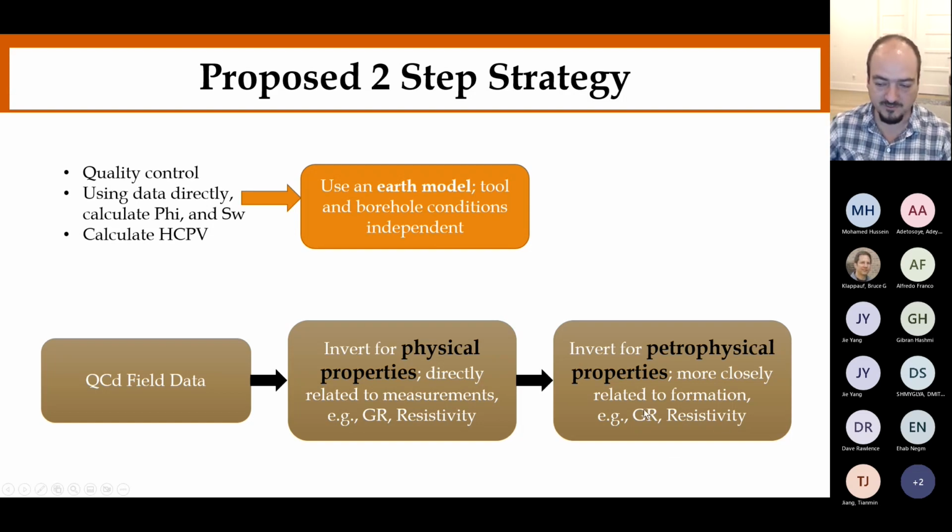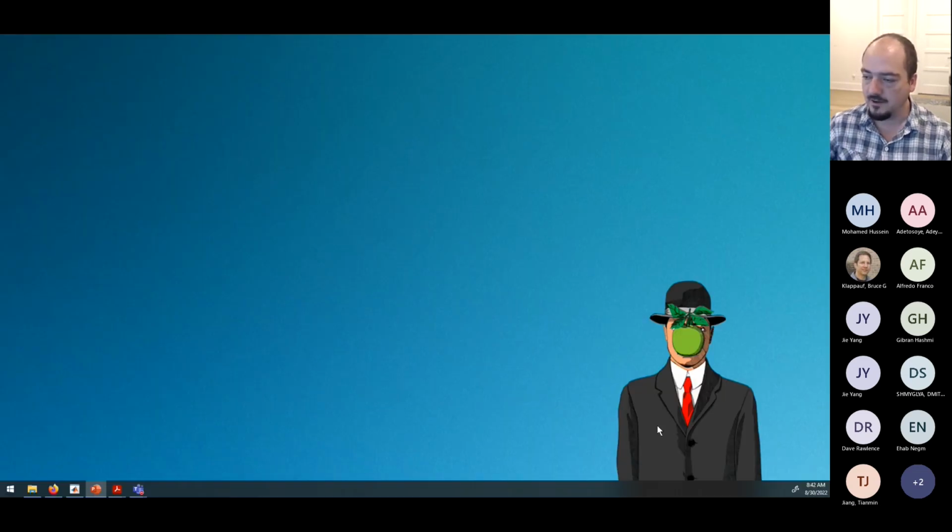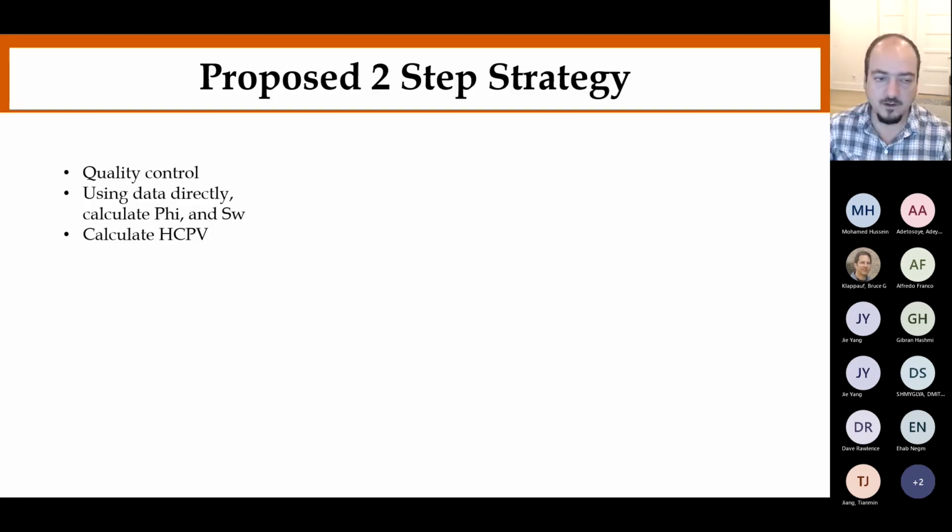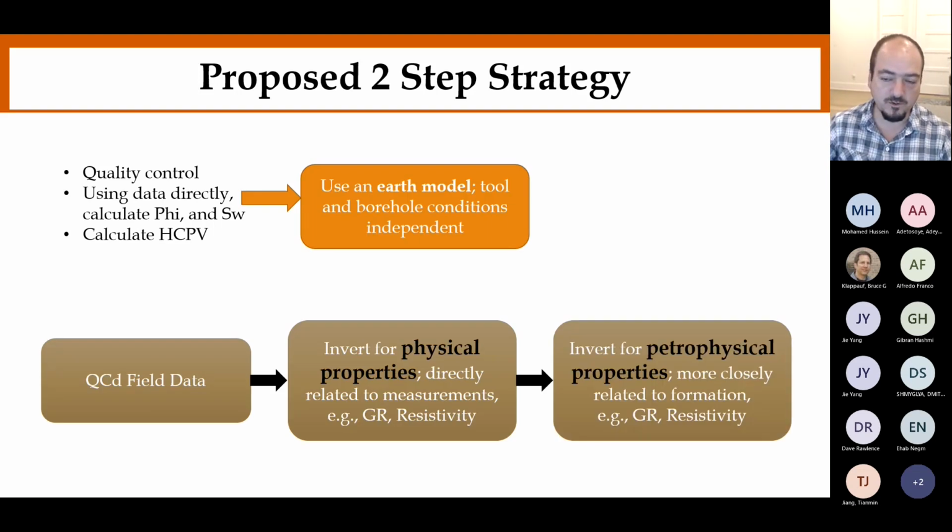This should not say gamma ray and resistivity. This should say porosity, water saturation, mineral composition, and fluid composition even. So that's what we are planning to do. That's our goal.